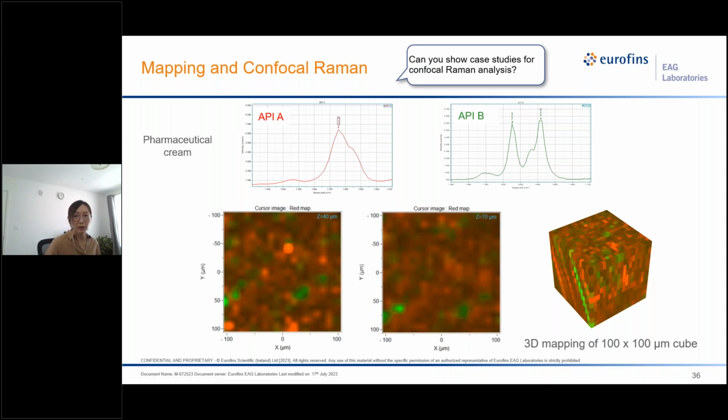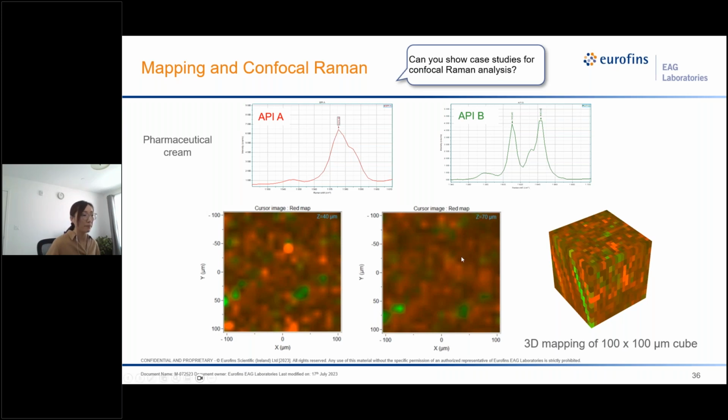Due to the confocal capability of the Raman microscope, it is possible to focus the laser beam down into your sample at a defined depth and obtain the Raman signal just from the focal plane, which is theoretically 1 micron thick.